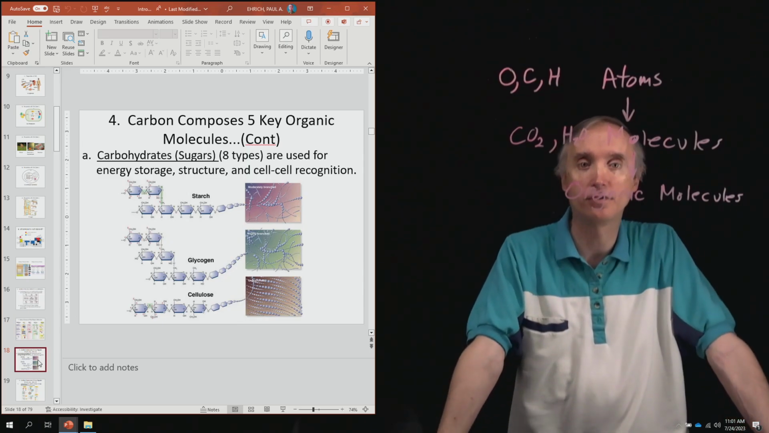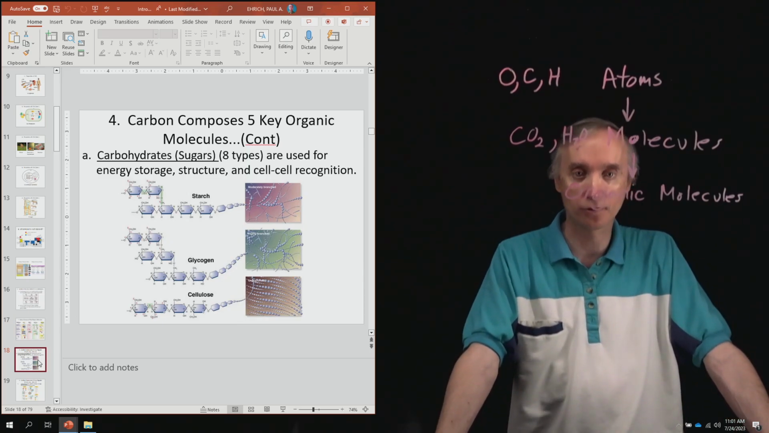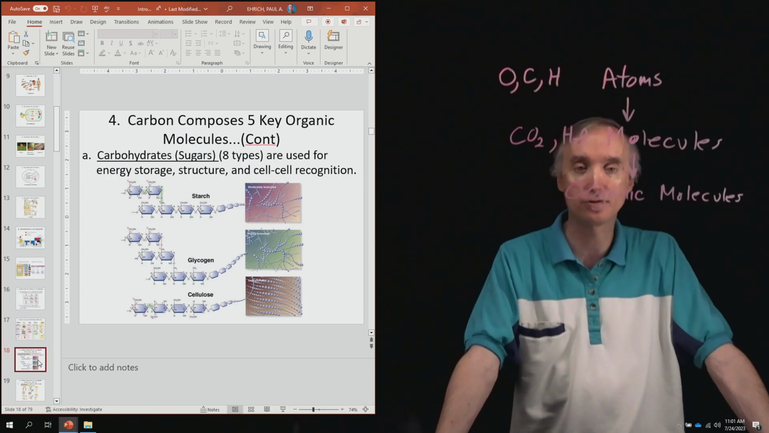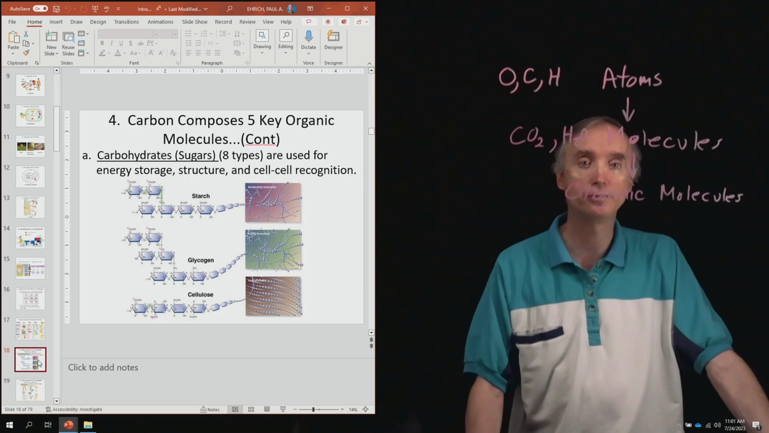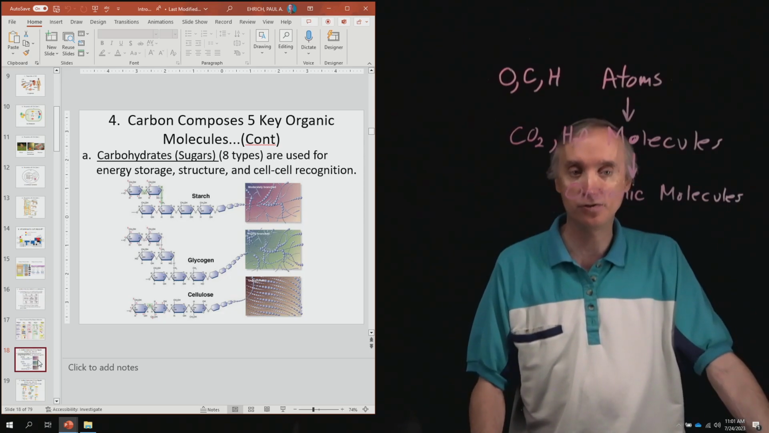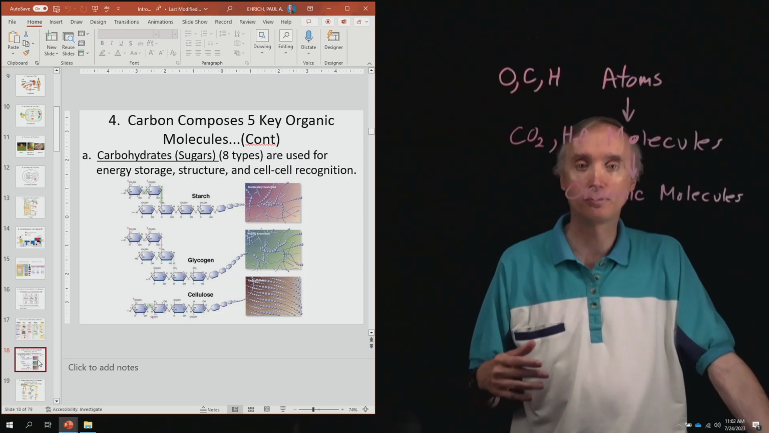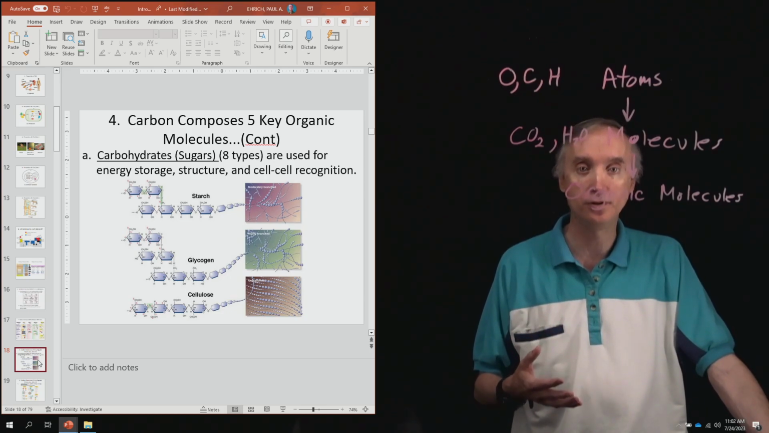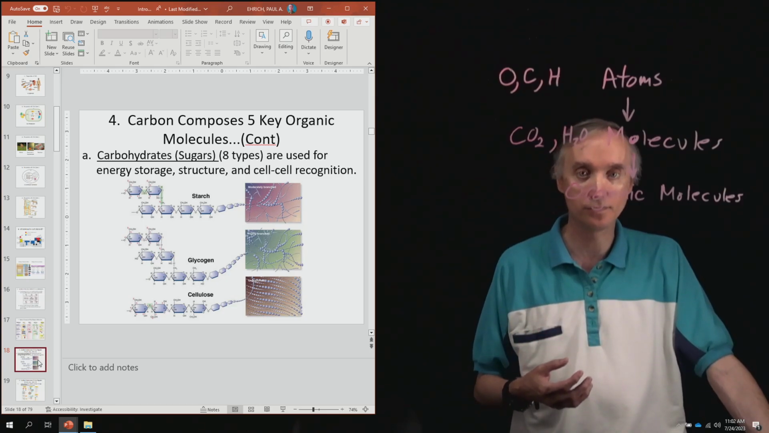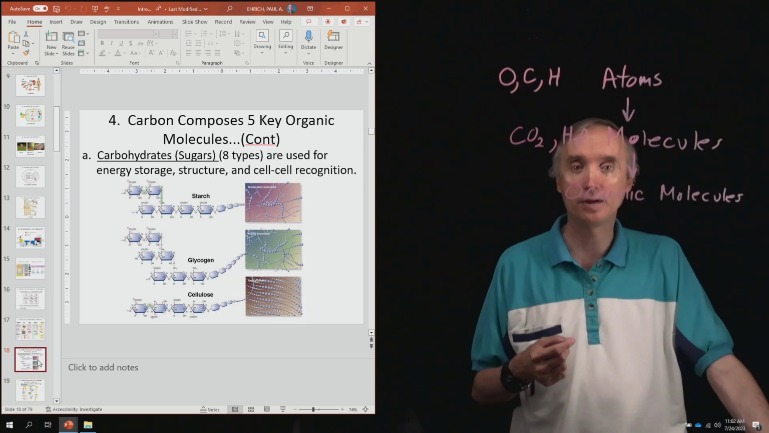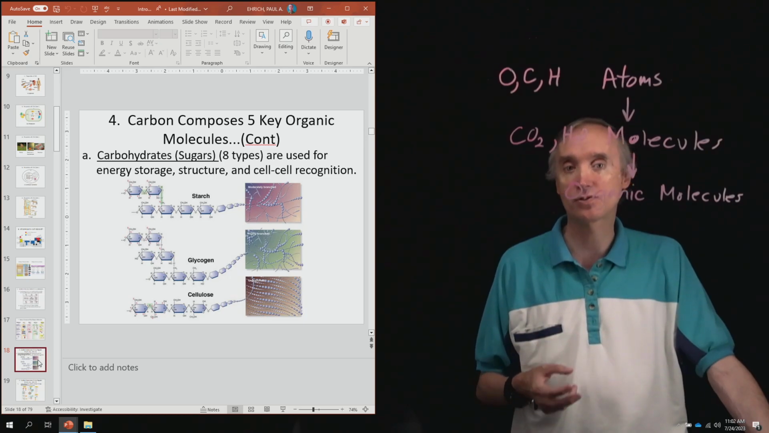So carbohydrates, another name for those are going to be sugars. And it turns out that there are 8 different types of sugars found in nature. And they're used for energy storage. So you're probably all familiar with that when you eat food, it contains carbohydrates. So carbohydrates are an excellent source of immediate energy. They can also be used to make structure.